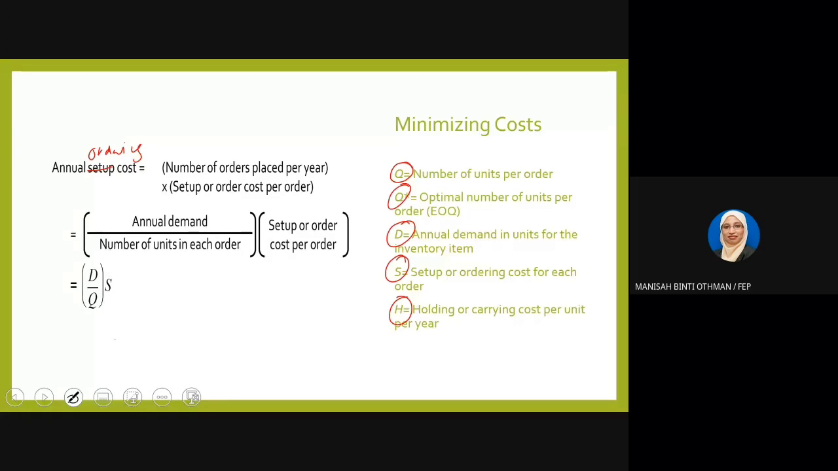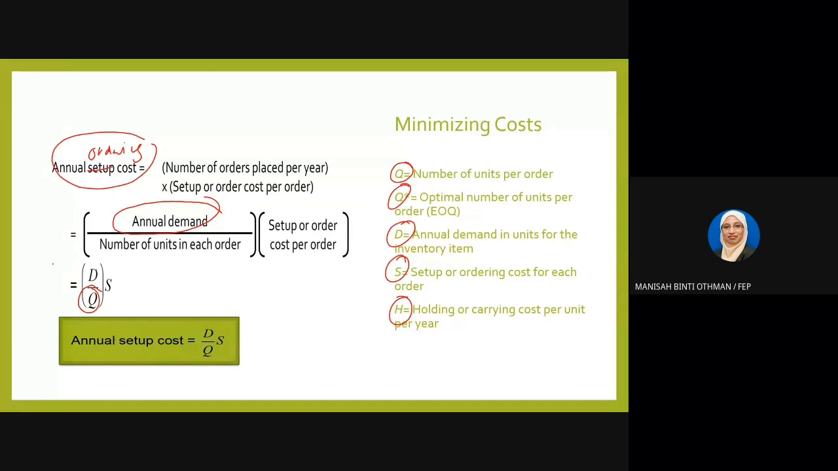So how can you get the formula to calculate the annual ordering cost? You take the annual demand, divide by the number of units in each order to get the number of orders, and then multiply by the setup or ordering cost. Replacing with the variables, we get D divided by Q, annual demand divided by the order quantity, which is the EOQ, times S. It means that to calculate the total cost, you should get Q first, and later I will show you how to get Q. So this is the formula for annual setup cost. You should remember this.